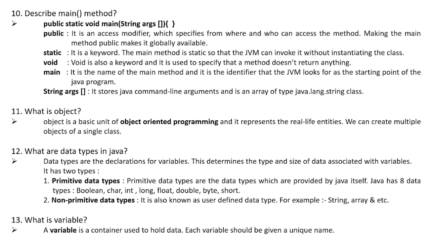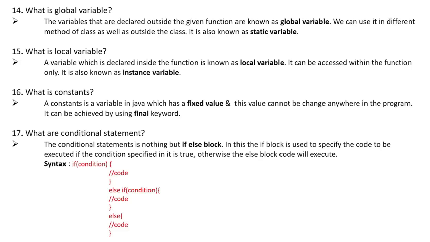13. What is a variable? A variable is a container used to hold data. Each variable should be given a unique name. 14. What is a global variable? The variables that are declared outside the given function are known as global variables. We can use them in different methods of the class as well as outside the class. It is also known as a static variable.